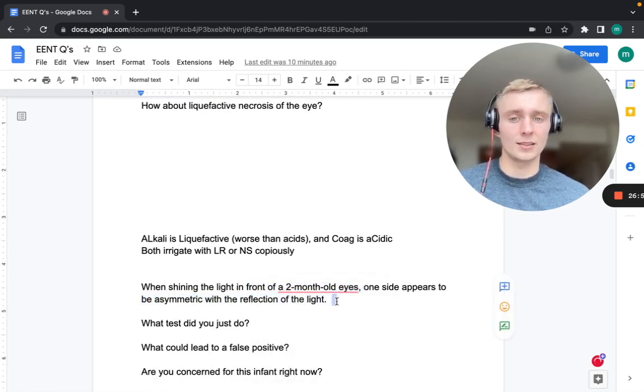When shining the light in front of a 2-month-old's eyes, one side appears to be asymmetric with the reflection of the light as you observe it bouncing off the cornea. What test is this called? What test did you just do? What could lead to a false positive of this test? And are you concerned for this infant right now? So again, a 2-month-old, are you concerned?